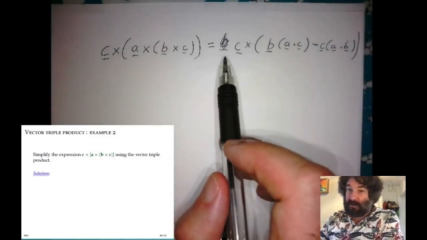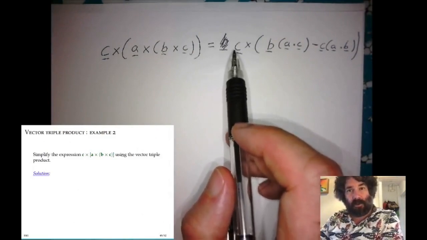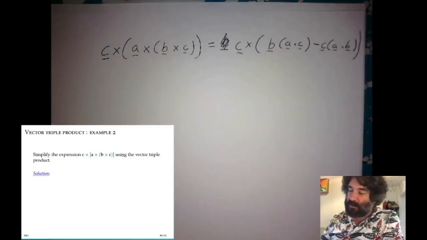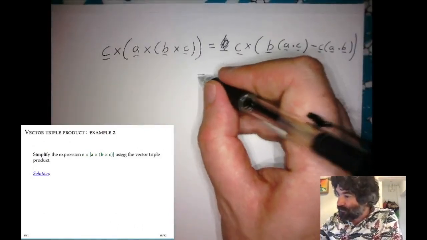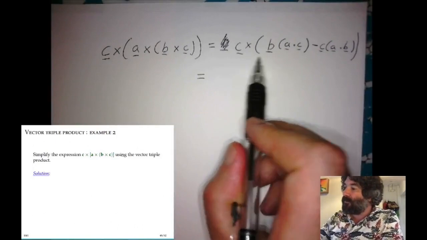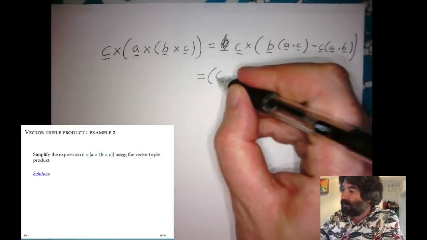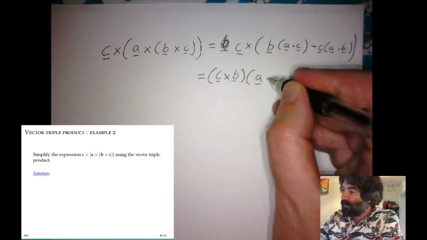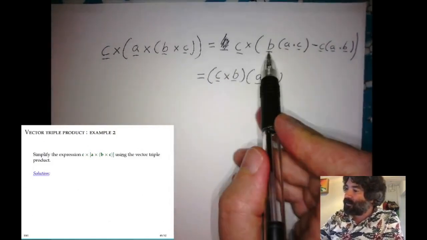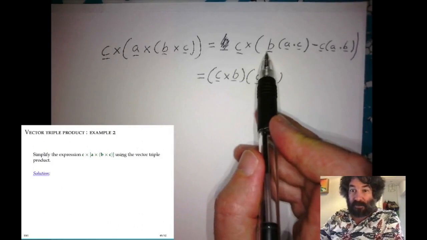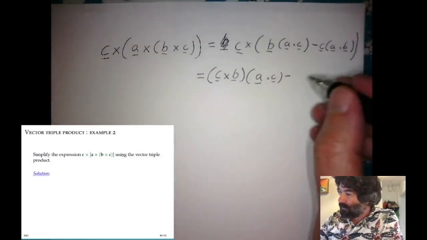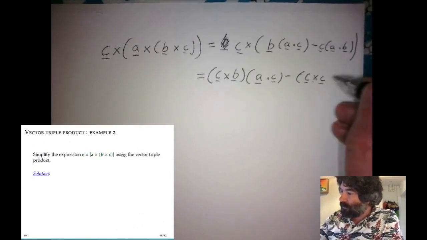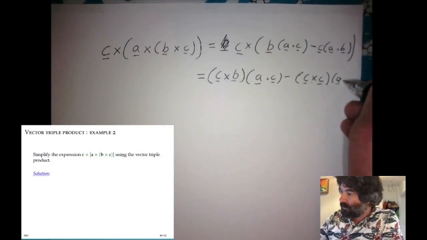Okay, and so we have this formula once we've used the vector triple product formula. And now we can use the distributive law, which we remember holds for the cross product. One of the fundamental properties of what we mean by a product is that the distributive law holds. So we have that C cross B times A dot C. When we distribute the C in here, we get the cross product of C with B minus C cross product with C times A dot B.